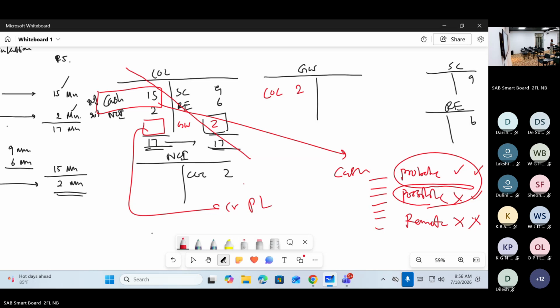In case of contingent consideration, you are supposed to ensure the possibility of the contingent activity.